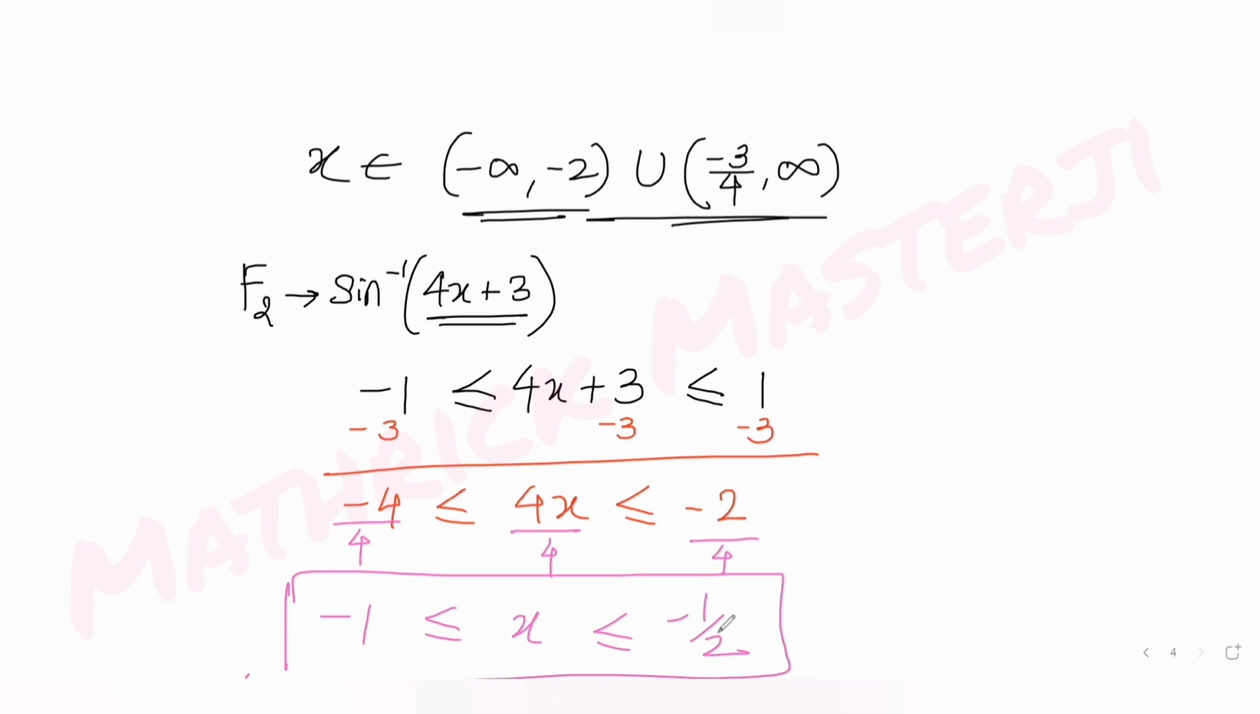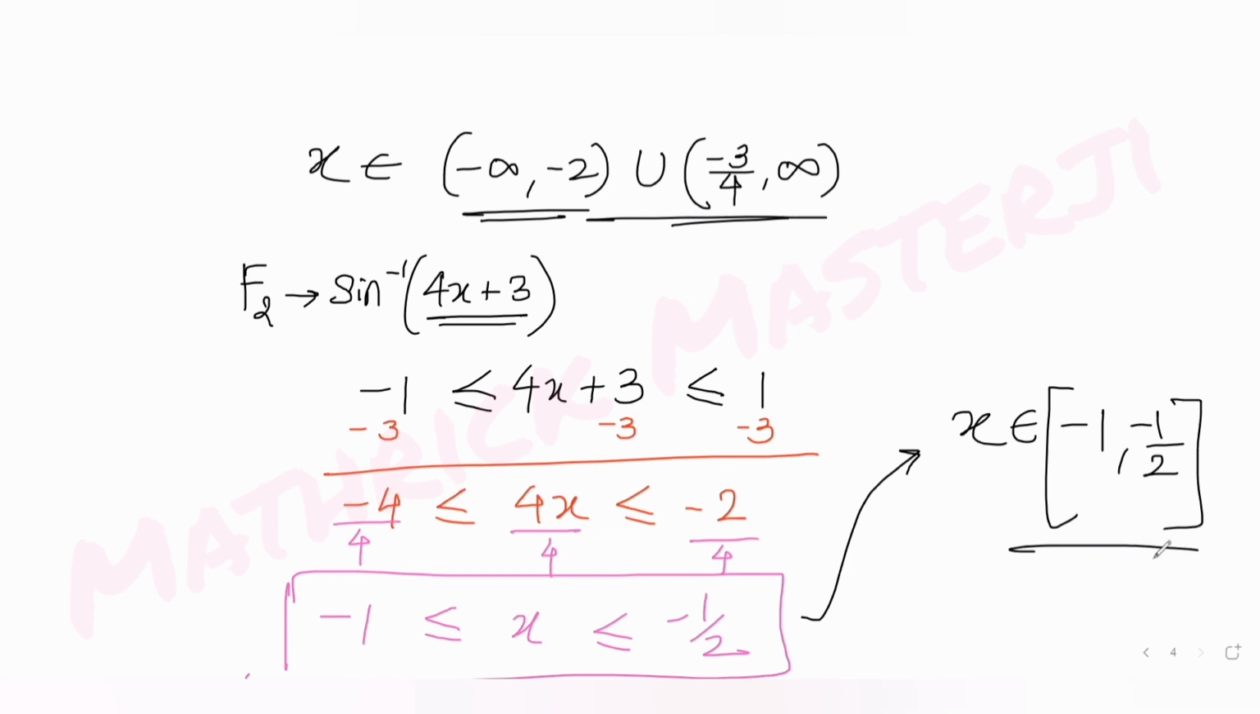Now, once you have those values of x, you get the solution set for the second part of the function, and x belongs to minus 1 and minus half. So it goes from minus 1 to minus half. And the third part of that same function, f3, is cos inverse of (10x plus 6) over 3.